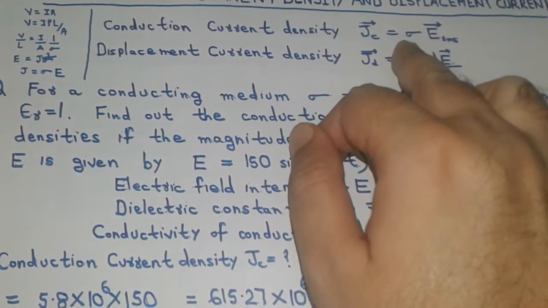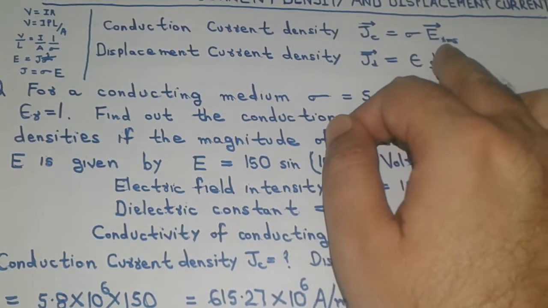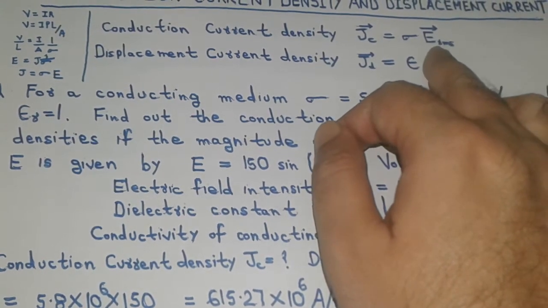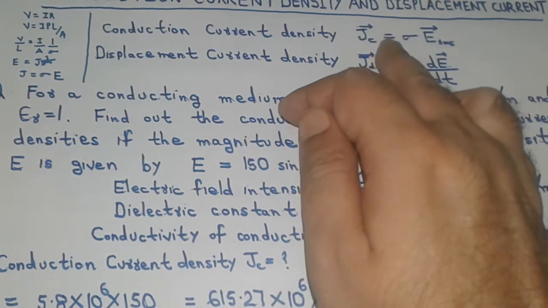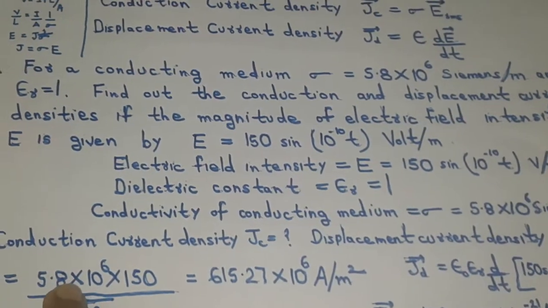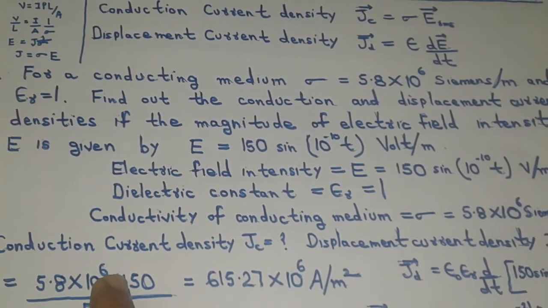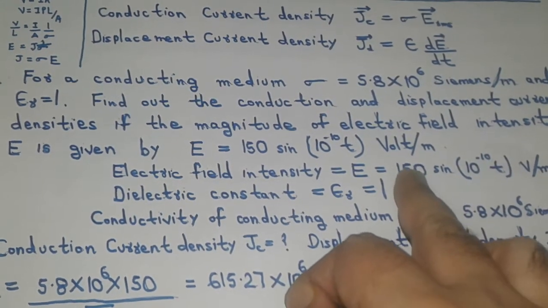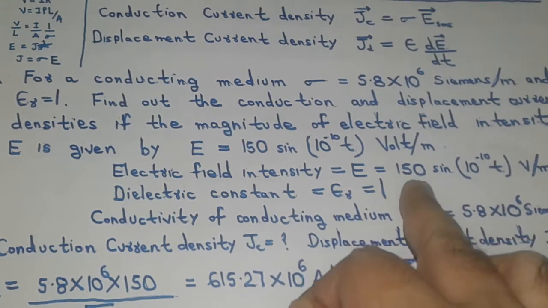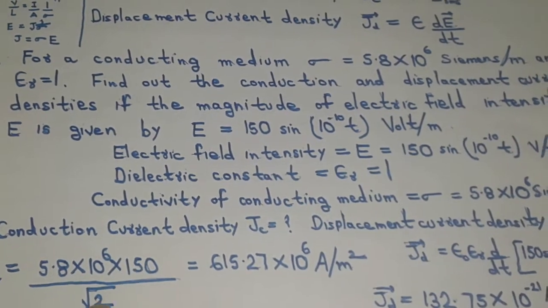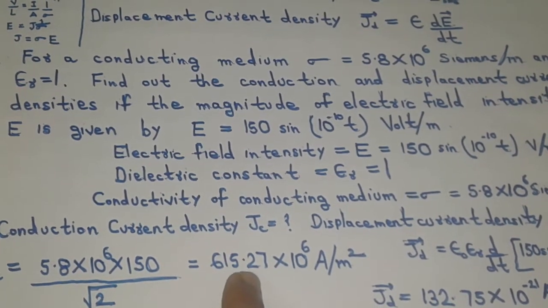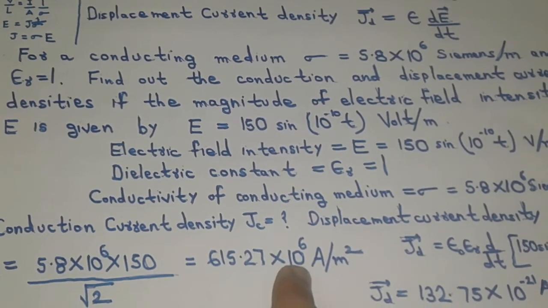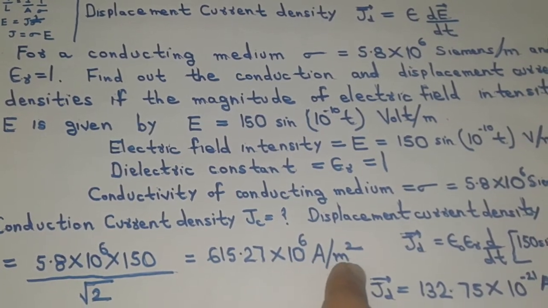So substituting the value of sigma and root mean square value of electric field in the above equation, we get 5.8 into 10 raised to the power 6. To determine the root mean square value of the electric field, we divide the peak value of electric field E naught by root 2. So 150 by root 2. So we get Jc as 615.27 into 10 raised to the power 6 ampere per meter square.